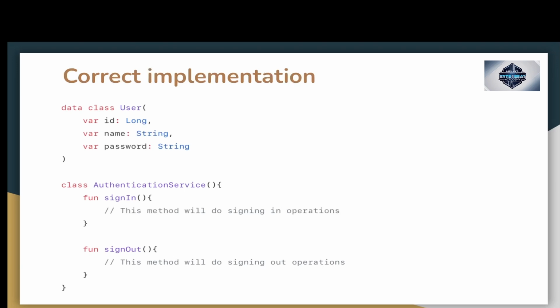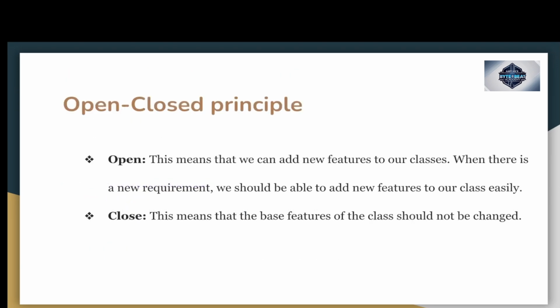Now let's proceed. Then we have the open close principle. So what does this open close principle mean? Open means that when there is a new requirement, we should be able to add new features to our classes easily. But at the same time, what does close mean? This means that the base feature of the class should not be changed. Yes, that is the open close principle.